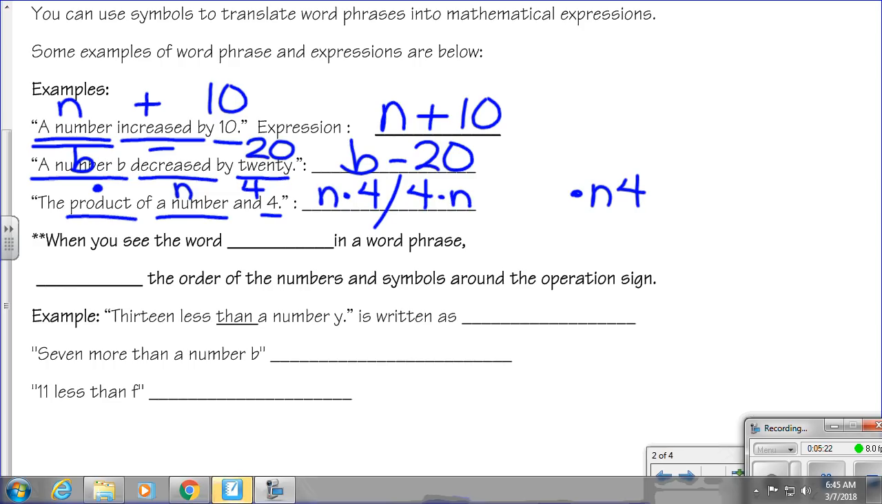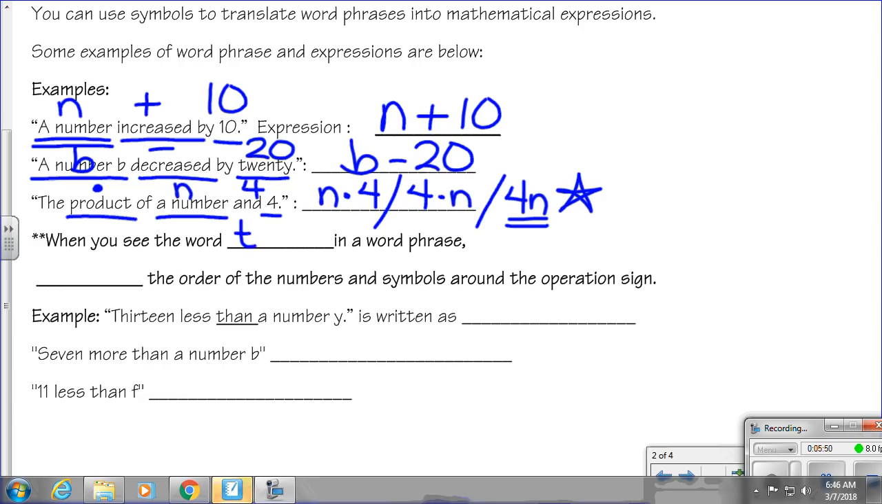That's another option. We can put 4 times n. But even better, we can get rid of that multiplication sign because whenever a number and a variable are sitting next to each other, we mean multiplication. So 4n is actually the way that you would see this written, so you might as well get used to writing it yourself.